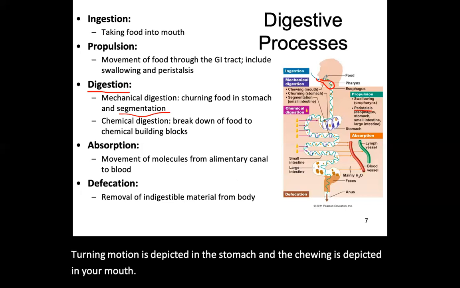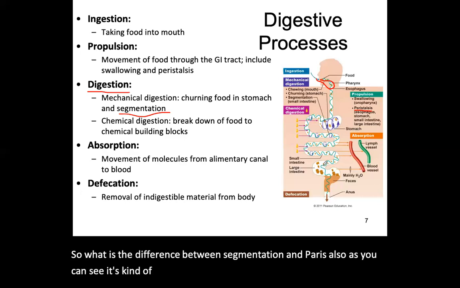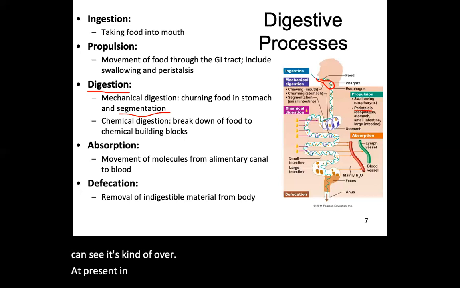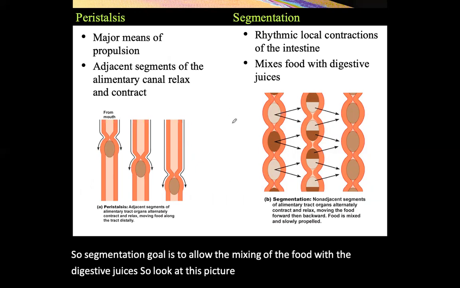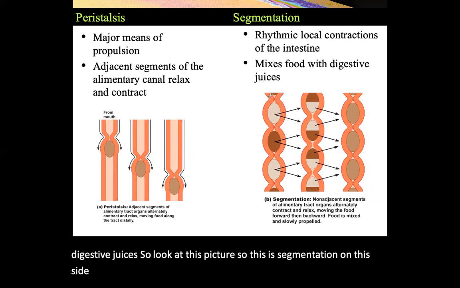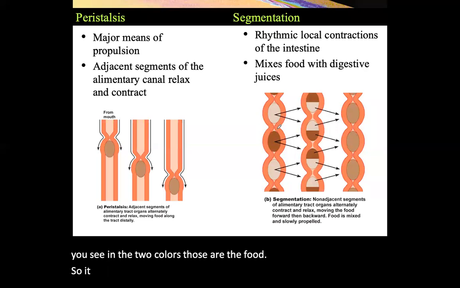So, what is the difference between segmentation and peristalsis? You can see they're present in both the small and large intestine. The goal of segmentation is to allow the mixing of the food with the digestive juices. So look at this picture. This is segmentation on this side. Imagine this is your small intestine in orange, and what you see in the two colors is the food. It contracts here and here and here. So it's breaking down the food into separate parts.